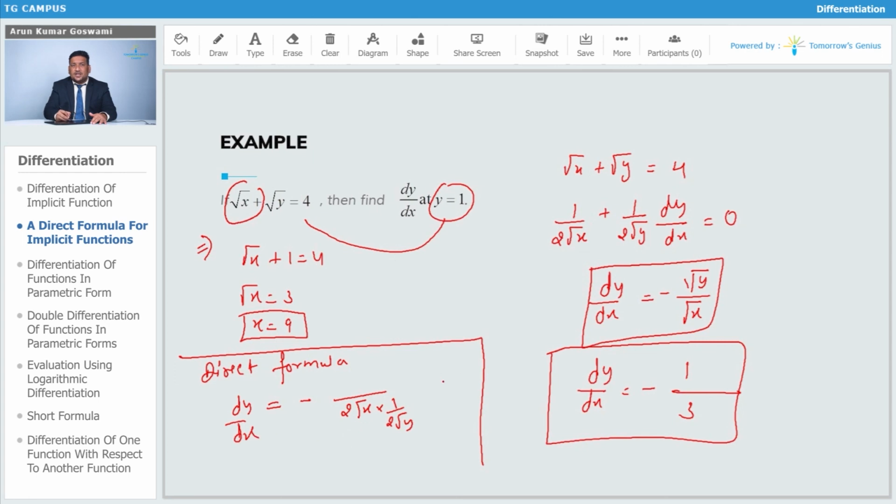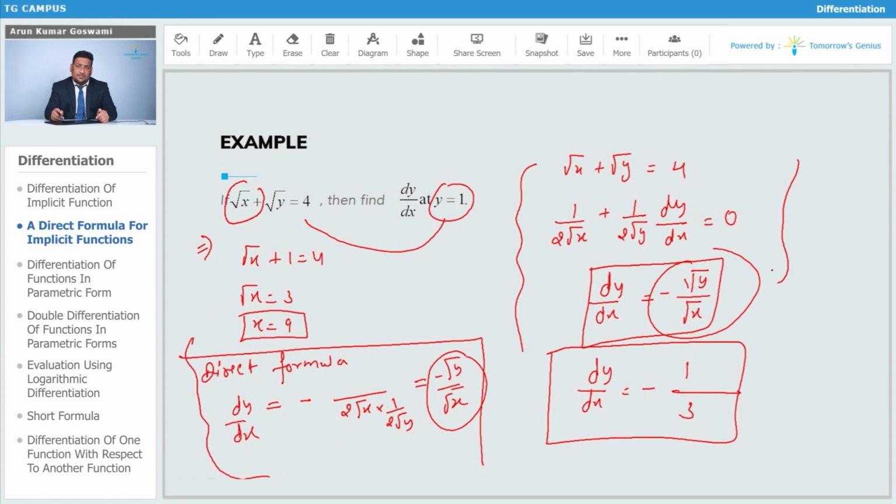As you can see, my dy by dx comes out the same in both. This one and this one are the same. If you substitute y as 1, you get minus 1 by 3. So by both methods I have done this: here I used the formula, and here is my direct method. So you can use either.